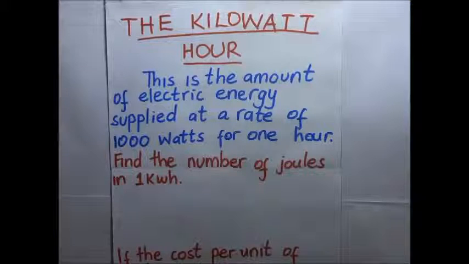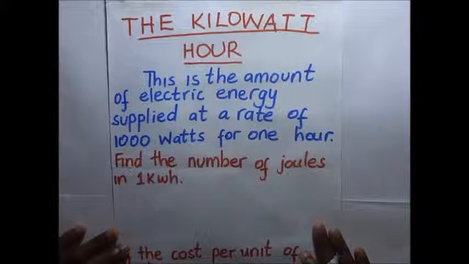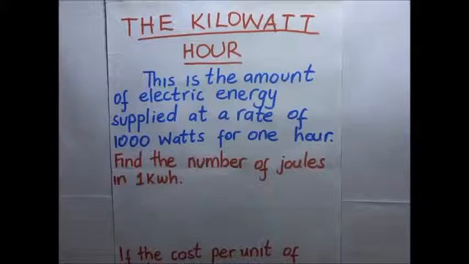Today we shall be looking at the kilowatt hour. Now the kilowatt hour is just a unit of electricity. The kilowatt hour is used in the billing of electricity. So what exactly is the kilowatt hour? The kilowatt hour is simply the amount of electrical energy that is applied at a rate of 1000 watts for 1 hour. So now how much energy is present in just 1 kilowatt hour of electricity?